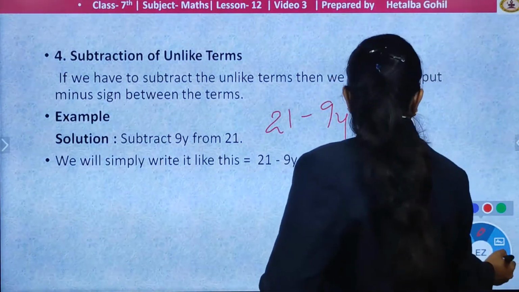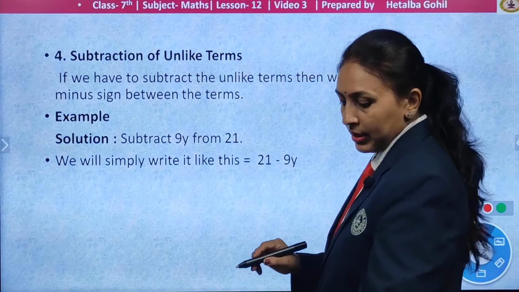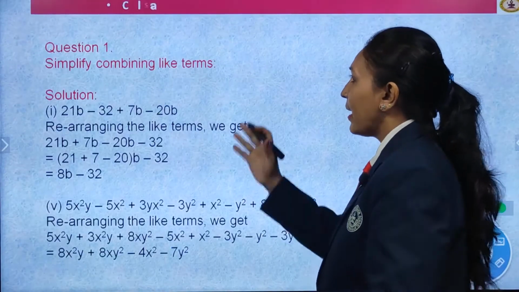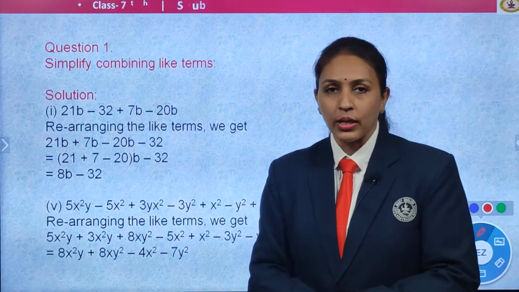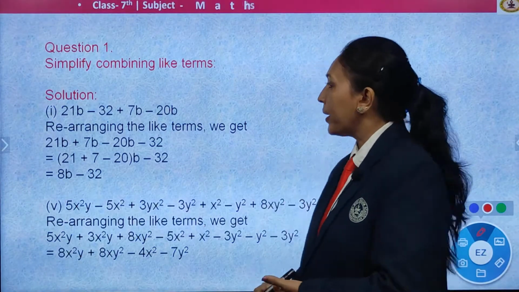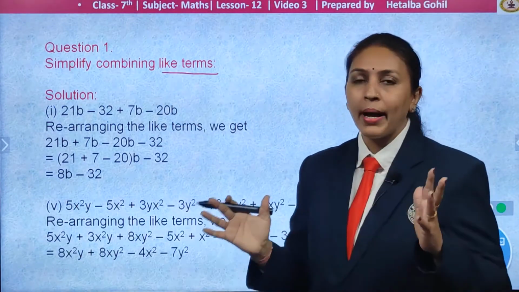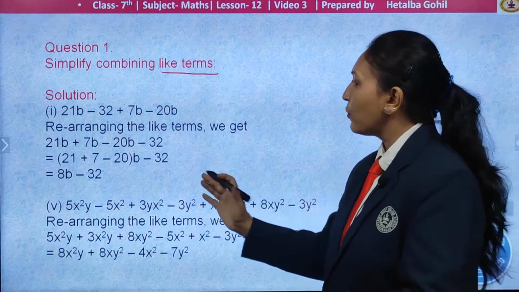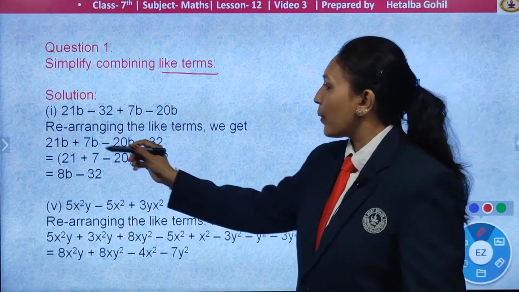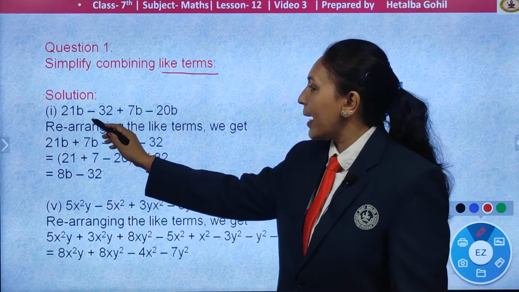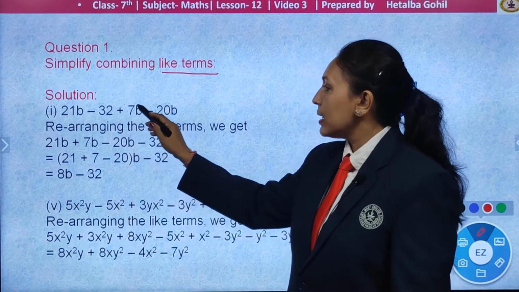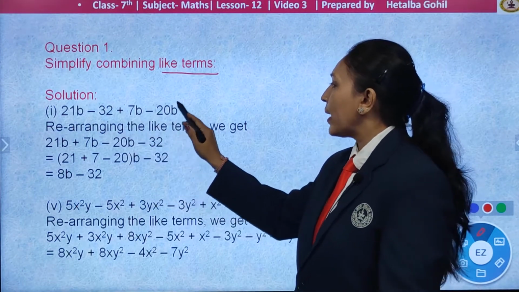Okay, so let us use this concept in the next exercise 12.1, question number 1. Simplify combining like terms. So we have to combine the like terms and simplify. First one, 21b minus 32 plus 7b minus 20b.